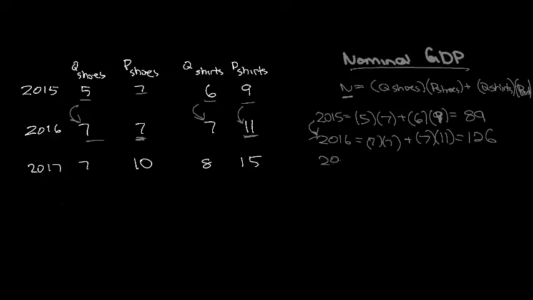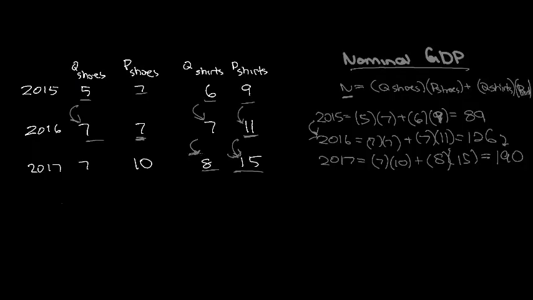So what is the nominal GDP for 2017? Well, that is the current quantity times the current price of shoes plus the current quantity of shirts, which is 8 times 15. Another big price jump. So the result would be 190. Now you see a massive increase between 2016 and 2017. This is because of productivity, which increased, and a change in price, which is inflation.